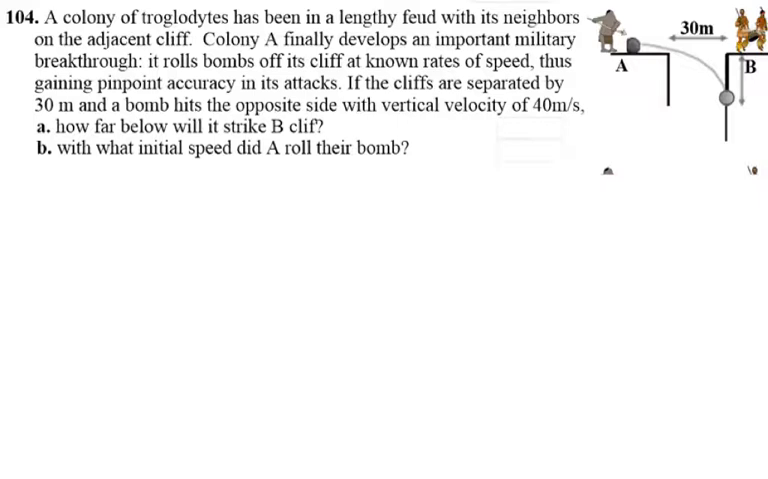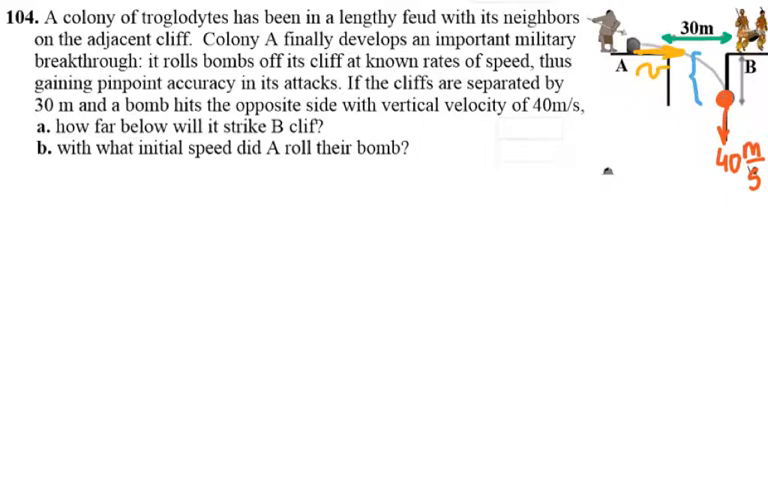If the cliffs are separated by 30 meters, so the distance between the cliffs is 30 meters, and the bomb hits the opposite side with a vertical velocity of 40 meters per second. How far down the cliff will it strike? I need this distance. And what was the initial velocity of the bomb? So I need to know the initial velocity of the bomb.